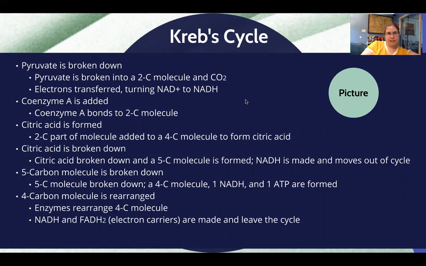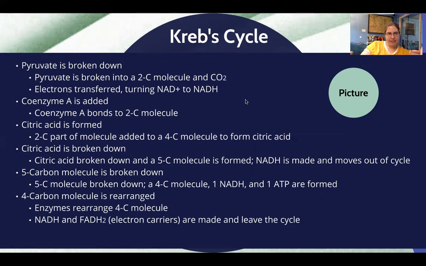Coenzyme A is added, which will bond to the 2-carbon molecule, and it's actually going to help facilitate the formation of citric acid. So coenzyme A is going to help our 2-carbon molecule bond to a 4-carbon molecule that's already in the Krebs cycle. So this is going to turn it into citric acid. Citric acid is a 6-carbon molecule.